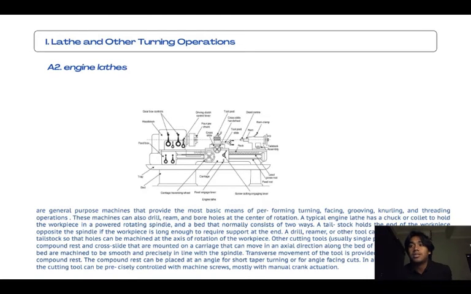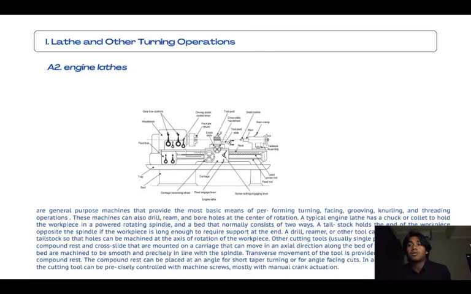A typical engine lathe has a chuck or collet to hold the workpiece, a power rotating spindle, and a bed that normally consists of two ways. A tailstock holds the end of the workpiece opposite the spindle if the workpiece is long enough to require support at the end. A drill, reamer, or other tool can also be mounted in the tailstock so that holes can be machined at the axis of rotation of the workpiece.